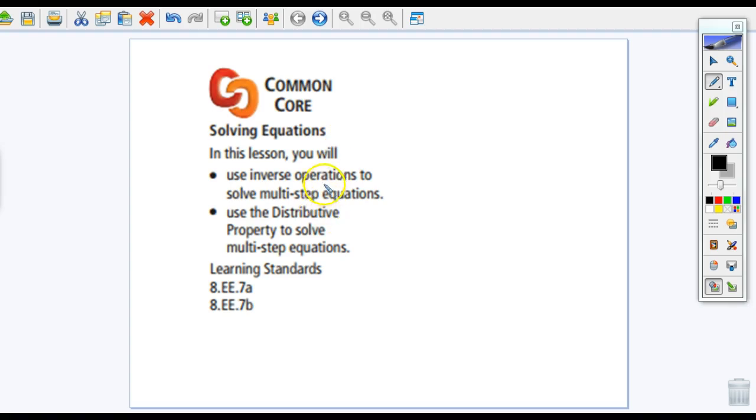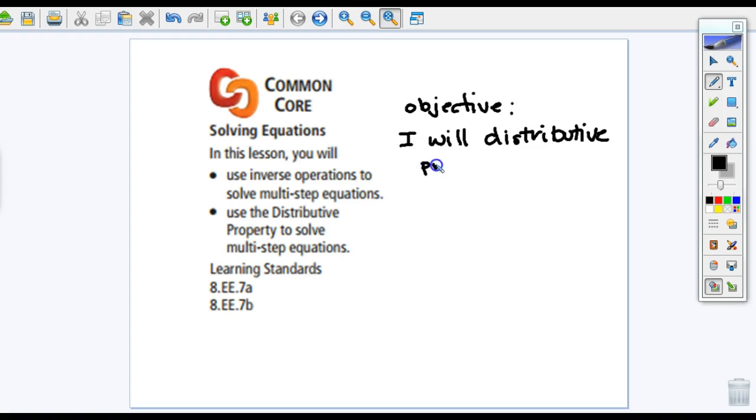So our Common Core Learning Standard today is 8.EE.7a and b. We're going to be using inverse operations to solve multi-step equations, but we will be beginning with using our distributive property. So your objective for today is going to be, I will use distributive property to solve multi-step equations. We've already worked on inverse operations for our 2 steps, so we're going to add a distributive property for our multi-step equations today.